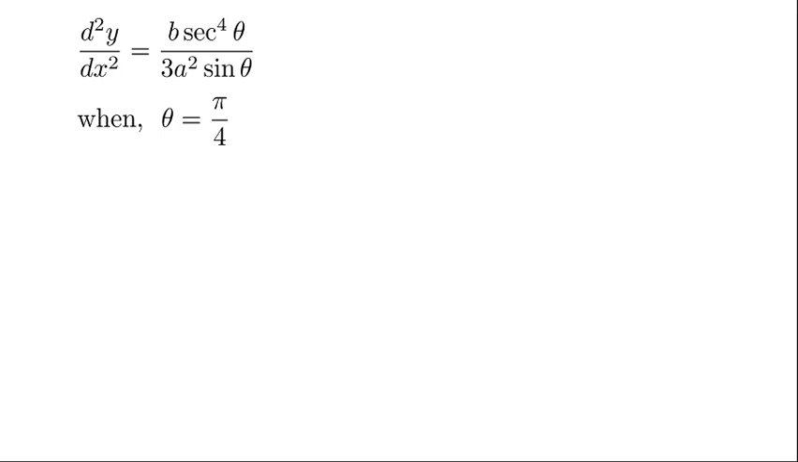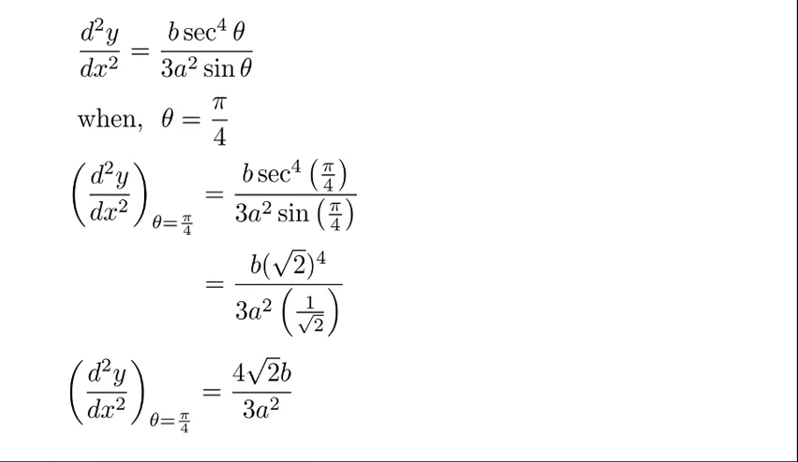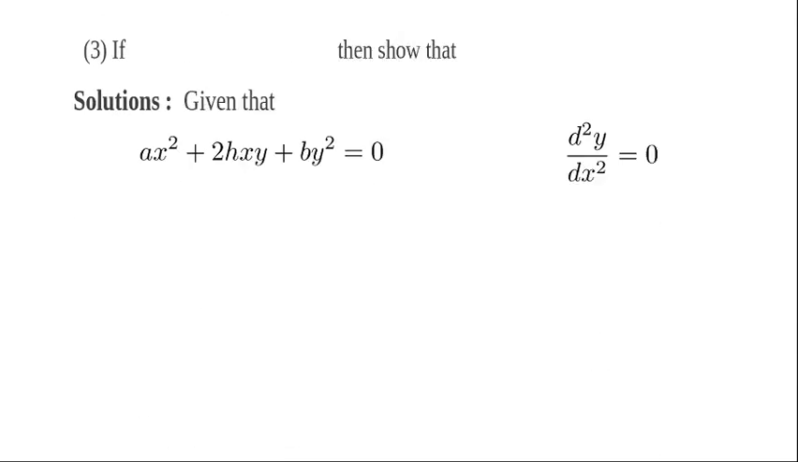Now, when theta equal to pi by 4, d square y by dx square at theta equal to pi by 4, substitute wherever you find theta. So, b sec raised to 4 pi by 4, upon 3a square sin pi by 4. Pi by 4 means 45 degrees. Sec 45 is root 2 and sin 45 is 1 by root 2. So we get b times root 2 whole raised to 4 upon 3a square into 1 upon root 2. On simplifying this, we get d square y by dx square at theta equal to pi by 4 equals 4 root 2 b upon 3a square.